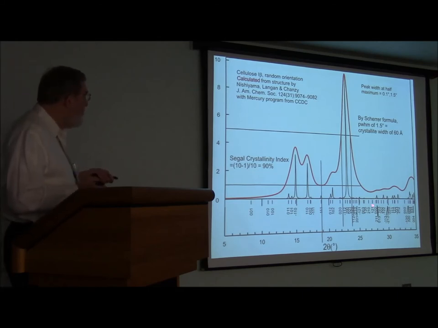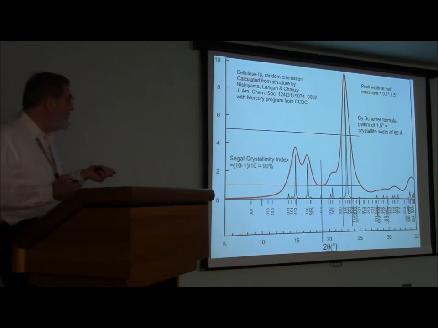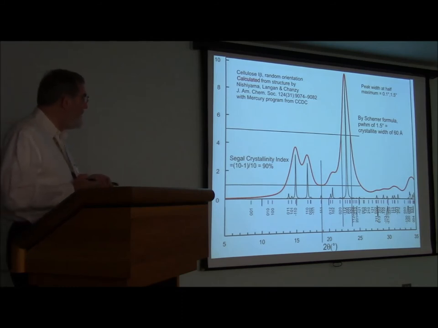If you want to get the peak width at half height, then since this is 10,000, at 5,000 you go over here and measure the distance from here to here in degrees 2 theta, and that gives you the peak width at half height for putting into the Scherrer formula to get the crystallite size. So that's pretty simple stuff.